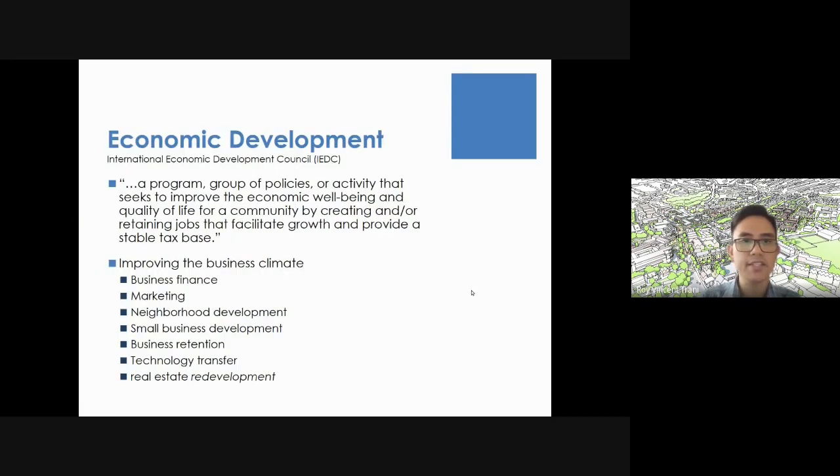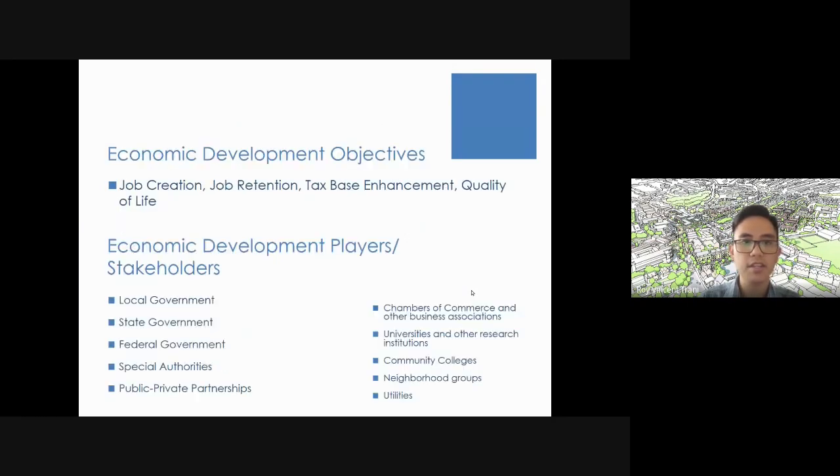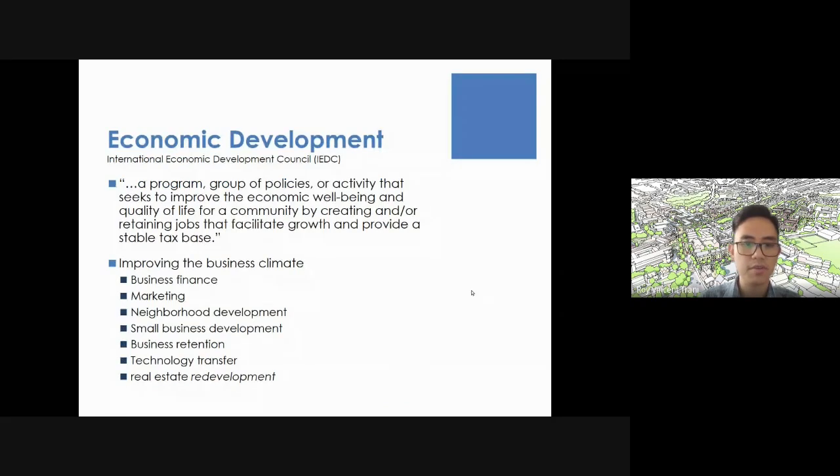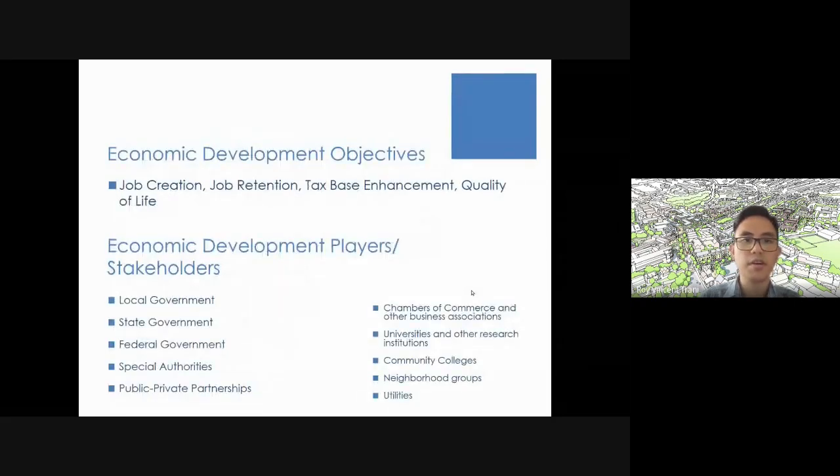So let's see, economic development, already talked about this, business finance, marketing. Okay, small businesses are not just for real. So economic development objectives are job creation, job retention, tax base enhancement, and improving the quality of life, at least from the developer side. Then economic development stakeholders, of course, the local government, the state government, federal government, special authorities in charge of that particular area, public-private partnerships, etc.